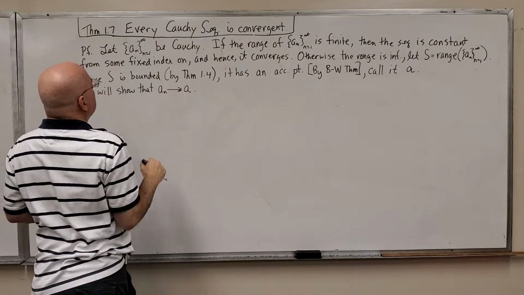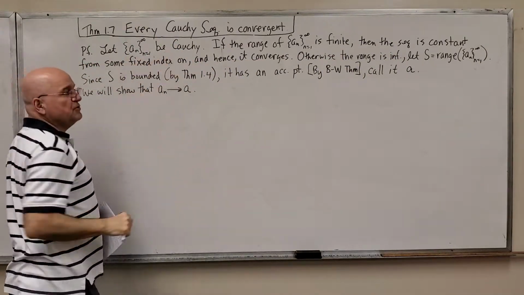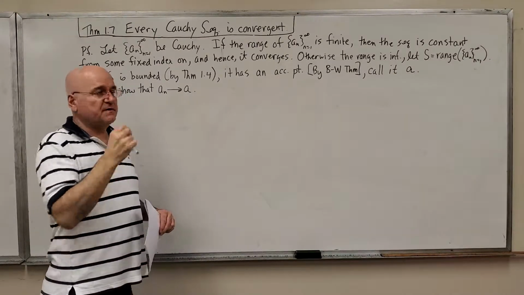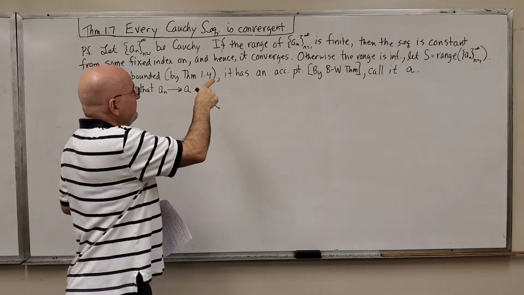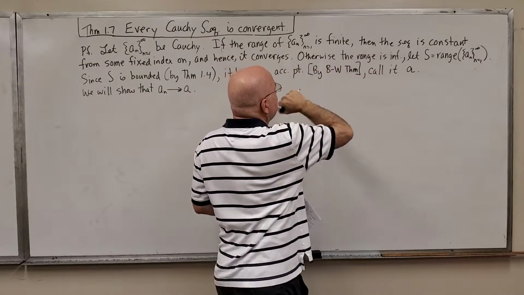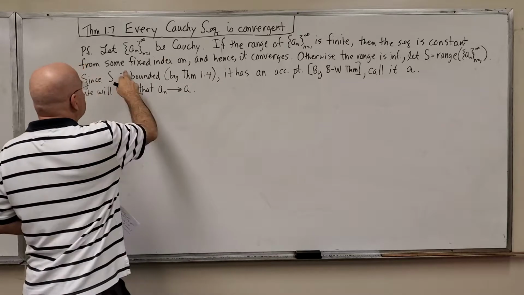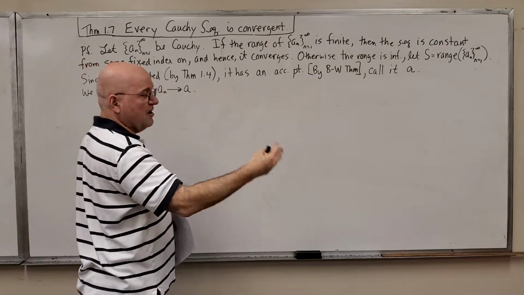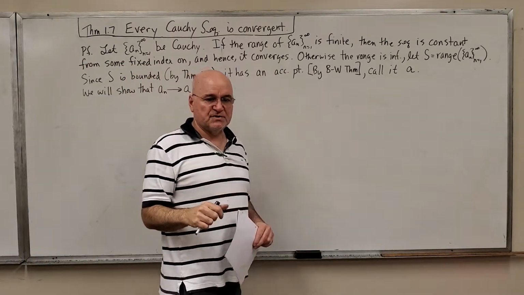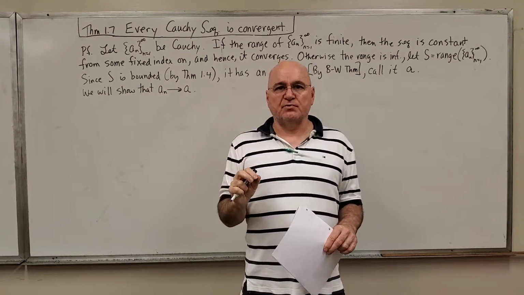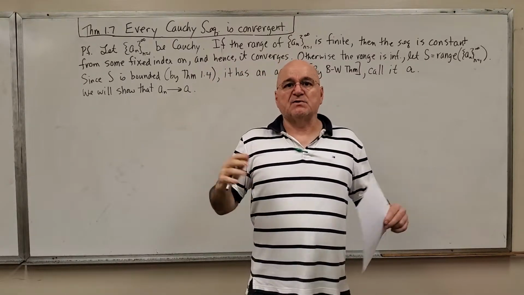Since we're beginning with a Cauchy sequence, let's let (a_n) be Cauchy. And our job is to prove that it's a convergent sequence. If the range of a_n is finite, then the sequence is constant from some fixed index on, and therefore it converges. Maybe I'll let you think about why that's true, but let's say you've got a sequence with two elements.